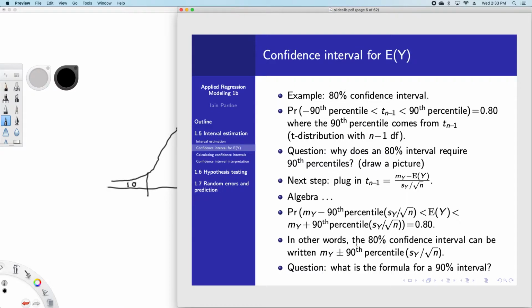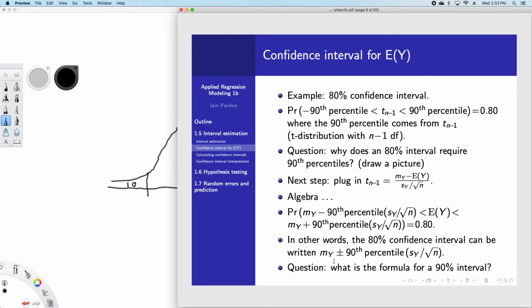So in other words, that 80% confidence interval can be written as sample mean m(Y) plus or minus the 90th percentile of the t-distribution with n minus 1 degrees of freedom times the sample standard deviation divided by root n. So that's the formula for an 80% confidence interval.